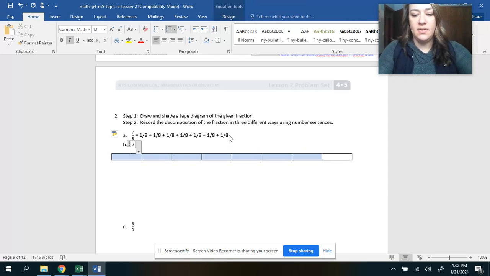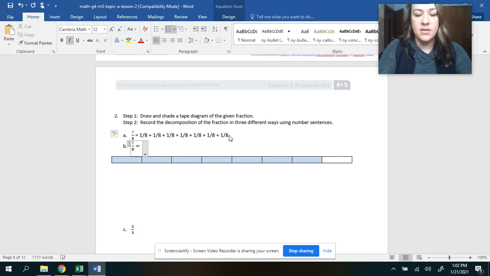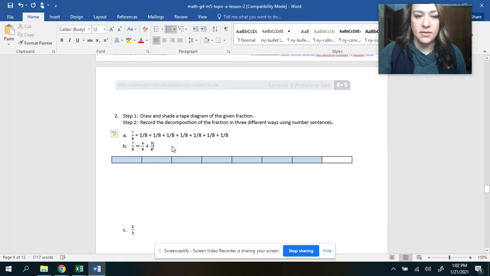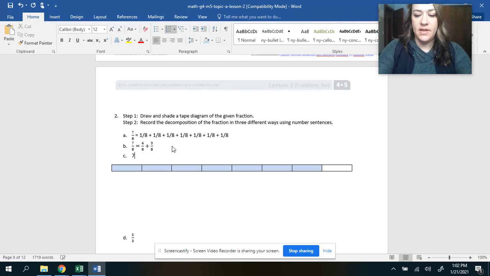We can show 7 eighths is equal to, what if we did 4 eighths plus 3 eighths? Well, that's how I get it as a fraction. Okay. 7 eighths is equal to 4 plus 3. 4 plus 3 we know is 7, so that would be 7 eighths. We could also do 7 eighths is equal to 5 eighths plus how many more would I need to make 7? 5 plus 2 gives us 7.